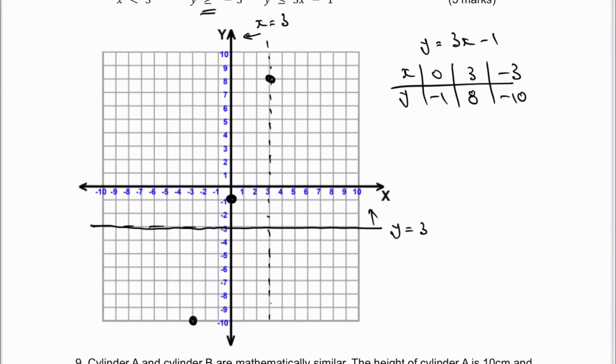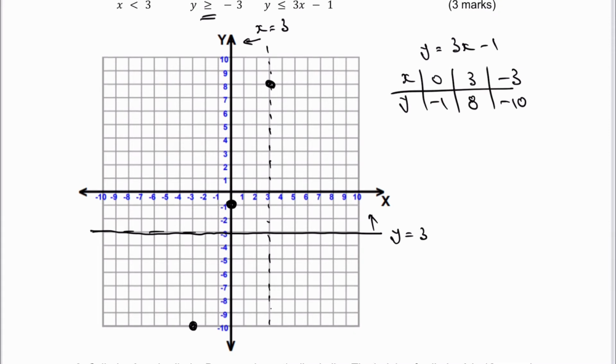So therefore, when I actually draw in this line, I'm going to draw it again as a solid line because it includes the values. Hopefully I'll be able to draw this relatively straight, not brilliant, but it'll give you at least some idea that this is the line y equals 3x minus 1, and the values of y are going to be less than or equal to. So actually putting everything together, the region that will satisfy the inequalities is this central triangle. Okay, so hopefully that's all right for you.